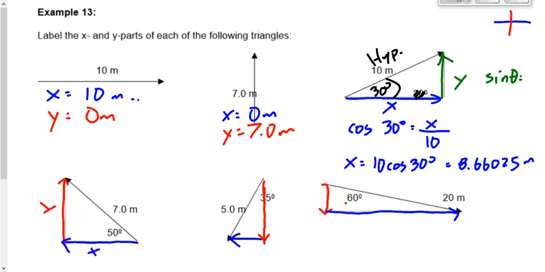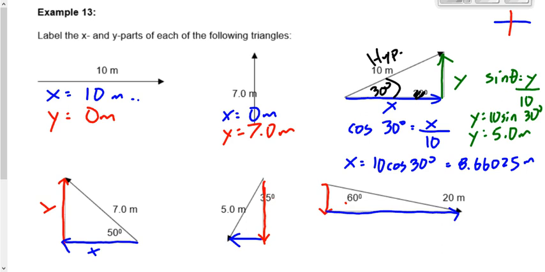Opposite is the y-axis. Hypotenuse is 10. So we'd say y is equal to 10 sine 30 degrees, and that ends up being equal to 5.0 meters if you did that on your calculator. So how much of that 10 meters is x? 8.66025. How much of that 10 meters is the y component? 5.0 meters. Is that good?